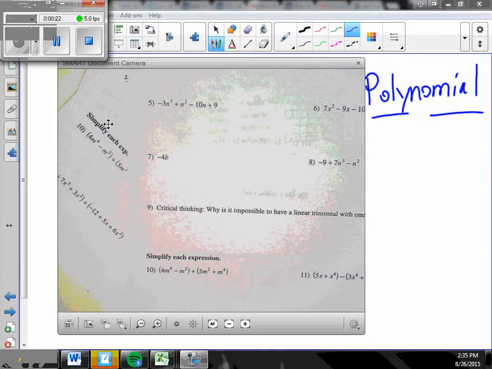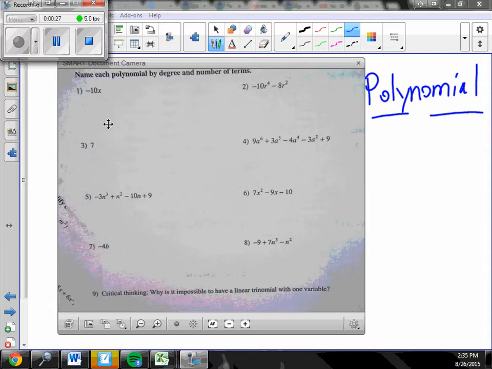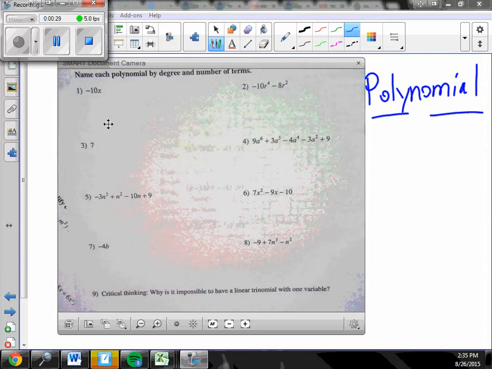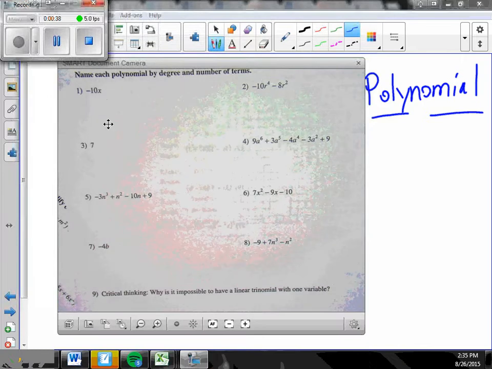I'll sit down. Nope. So a polynomial is what we call a mathematical expression that has numbers and variables, and there's really only one rule. All of the exponents on variables have to be whole numbers: 0, 1, 2, 3, and so on. So x to the 400th is a polynomial. But x to the negative 2 is not. x to the 1.3 is not. x to the 5/4 is not.